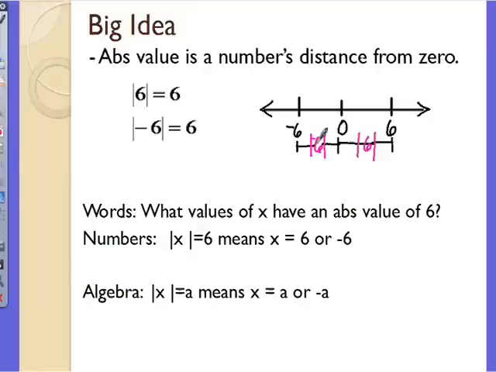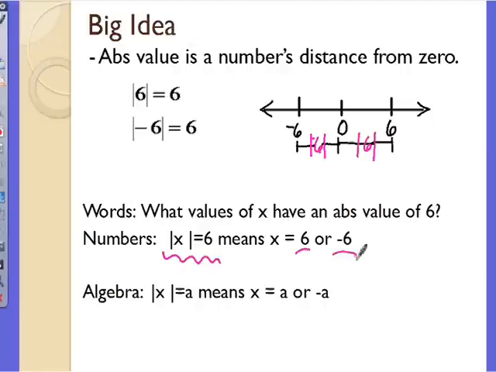Now, as we move into equations, what we want to think about is this equation, the absolute value of x equals 6. And in words, this goes in that little box on page 29 where it says words, you're going to write what values of x have an absolute value of 6. That's what that equation is saying. What can I put in here in place of x that when I take its absolute value, I'll get 6? Well, the only things I could put in there that would give me positive 6 after I take the absolute value would be 6 or -6. So I actually have two answers.